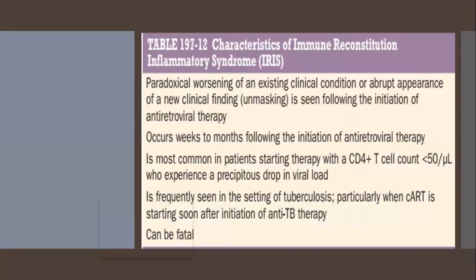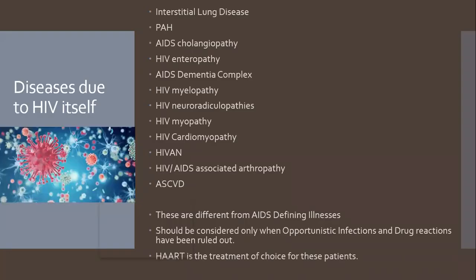So this is what I told you. Paradoxical worsening of an existing clinical condition, or abrupt appearance of a new clinical finding, or unmasking following starting antiretroviral therapy. It can occur from 2 weeks up to 2 years, common with CD4 count less than 50. It can be fatal. Okay, so one category is due to the drugs: allergies, systemic manifestations, and IRIS.